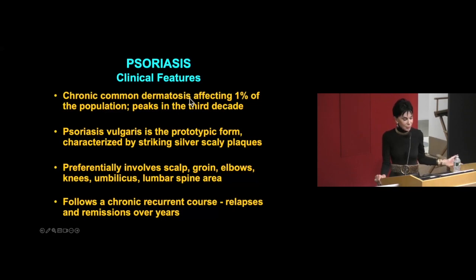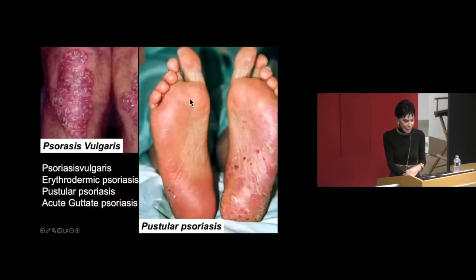And of course, the prototype is psoriasis vulgaris. It preferentially involves the scalp, groin, elbows, knees, umbilicus, lumbar spine area. I'm not going to go into too much detail about this clinical because I know you have lectures on psoriasis. And here are just some clinical images. And again, this is just a brief introduction to the clinical aspects of psoriasis.